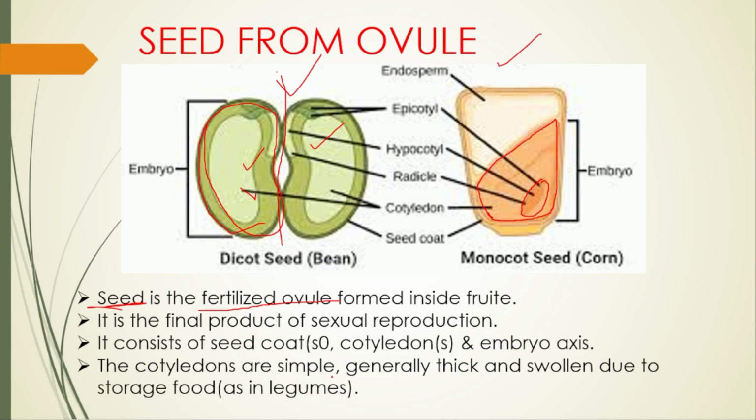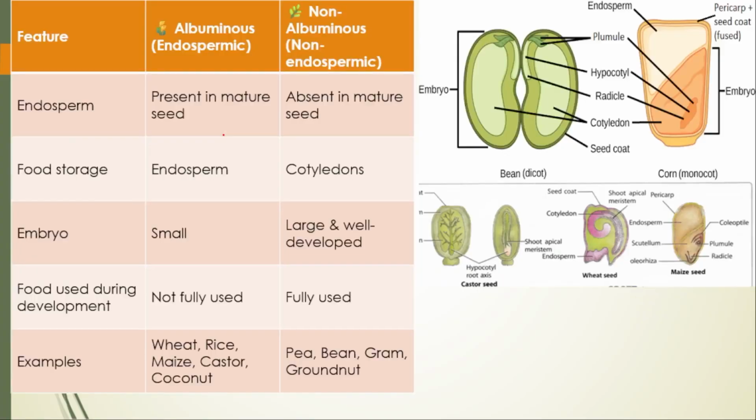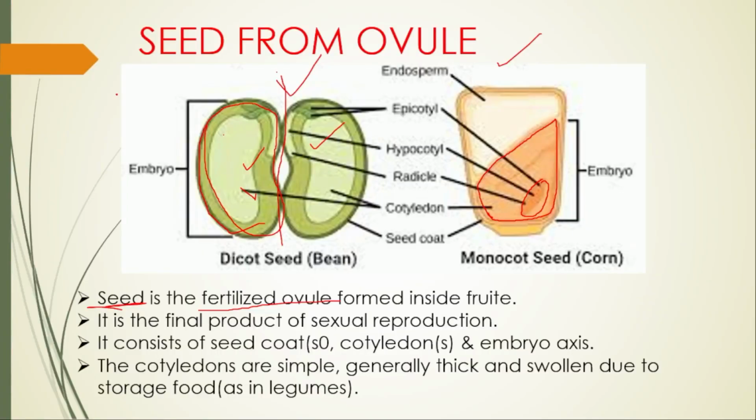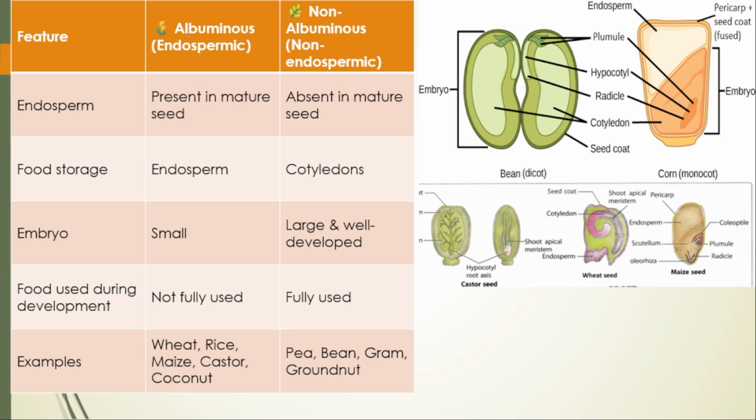The cotyledons are simple, generally thick and swollen due to the storage of food material. Again here there will be two types, that is albuminous and non-albuminous. What does albuminous mean? Endosperm. If endosperm is present in the mature seed, then it is called albuminous. If it is not there, then it is called non-albuminous.